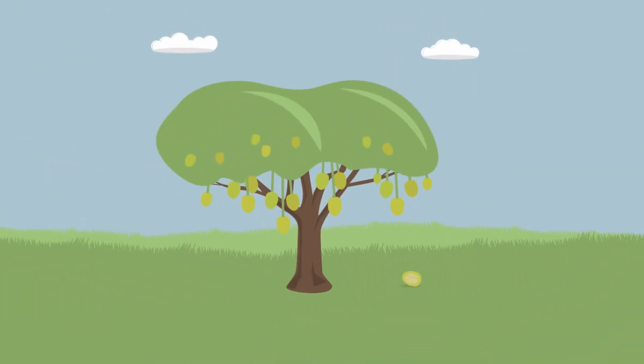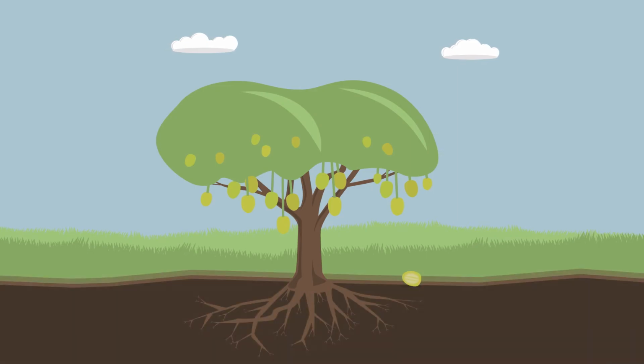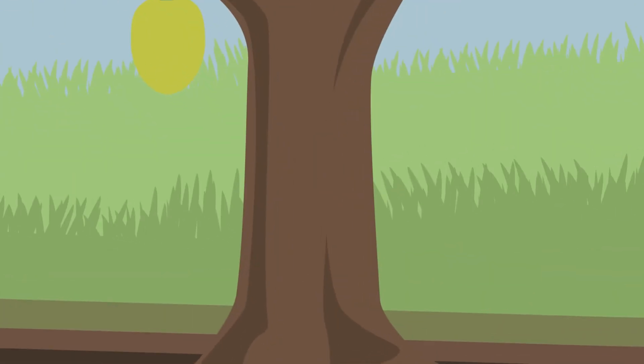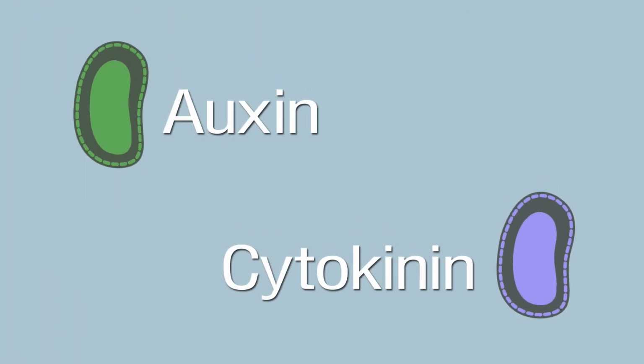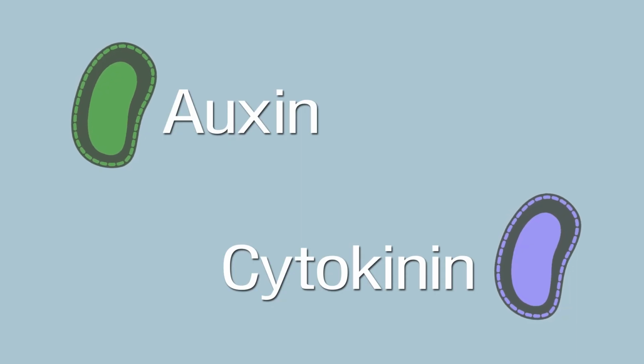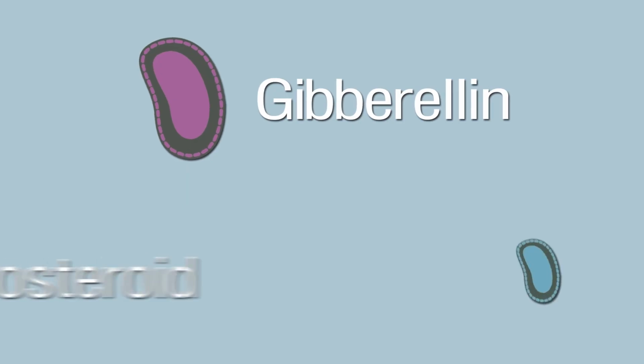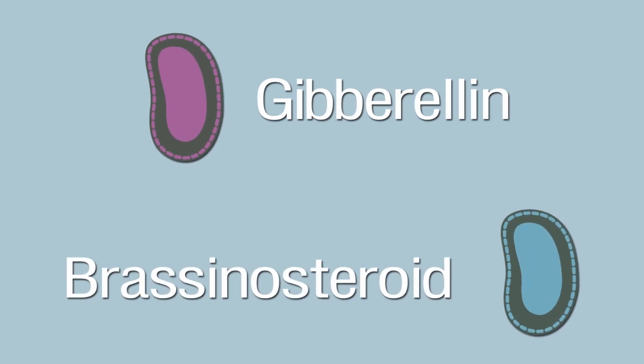In the mango tree, hormones such as cytokinin and auxin are produced in actively growing tissues such as roots, embryos, trunks, and fruits to aid in seed germination and growth. But the growth of plants is not just dependent on these two regulators. Two more hormones, known as gibberellins and steroids, also promote plant growth.